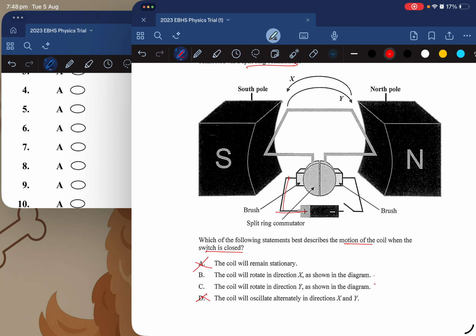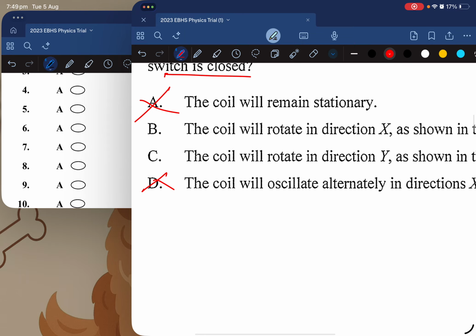Let's say it goes from the positive like this. So when you turn this on, north pole, it goes from north to south, the magnetic field lines. So using the right hand palm rule, thumb in the direction of the magnetic field, and then your hand in the direction of the current, and you see that it rotates in the direction of Y. Cool. See, right?